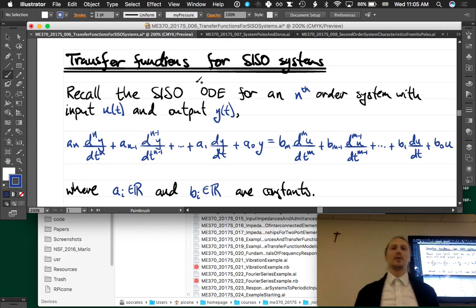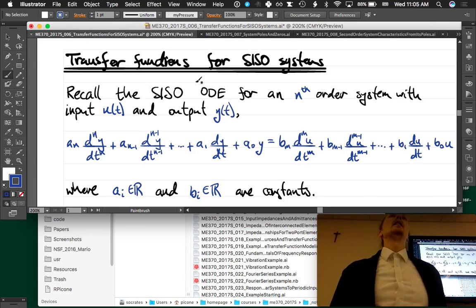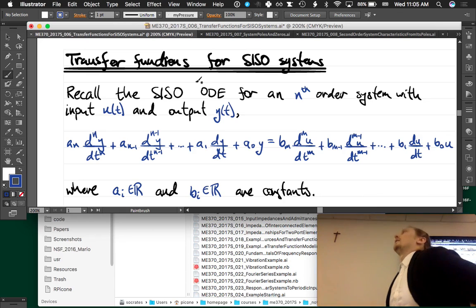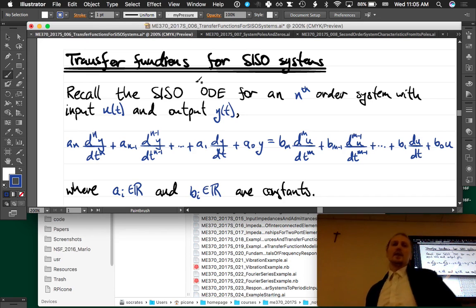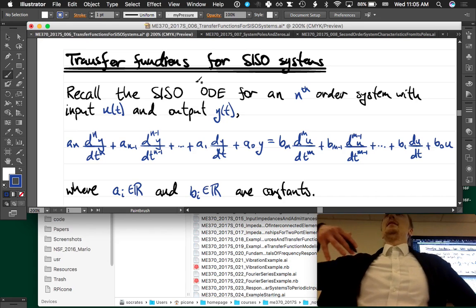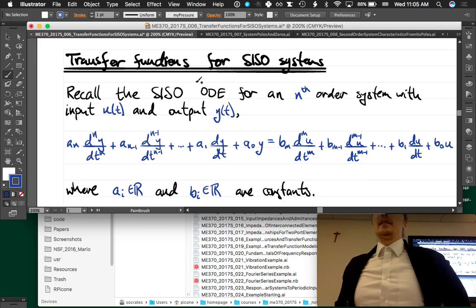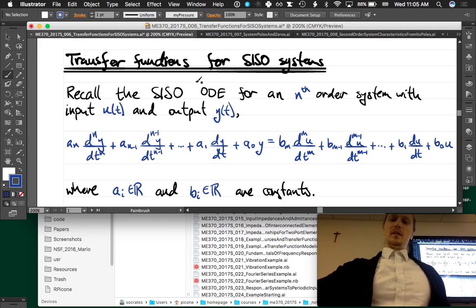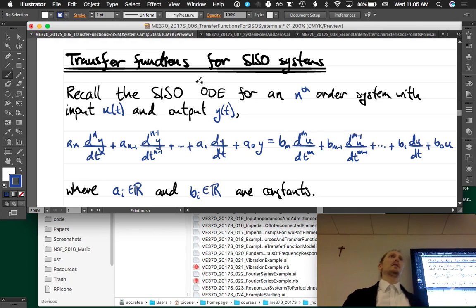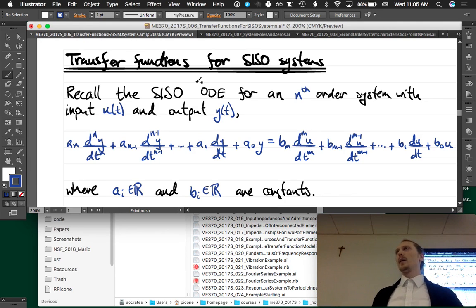Transfer functions for single input, single output systems. Transfer functions are one of the main types of system representations that we like to use in system dynamics, system engineering in general. What are some other types of system representations that we've come up with so far over the last several months?